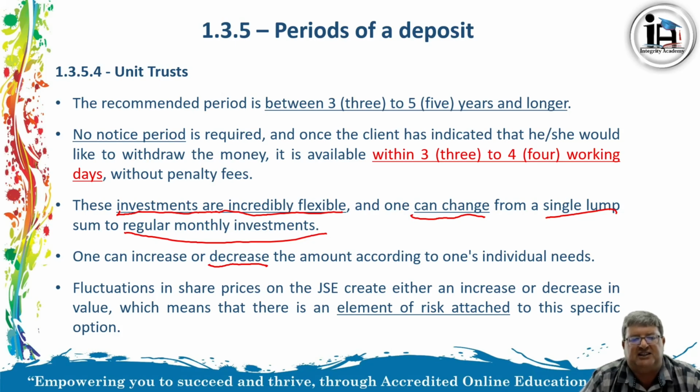So fluctuations in share prices on the JSE create either an increase or a decrease in the value, which means that there is an element of risk attached to this specific option. So unit trusts have a little bit of an element of risk attached to them.